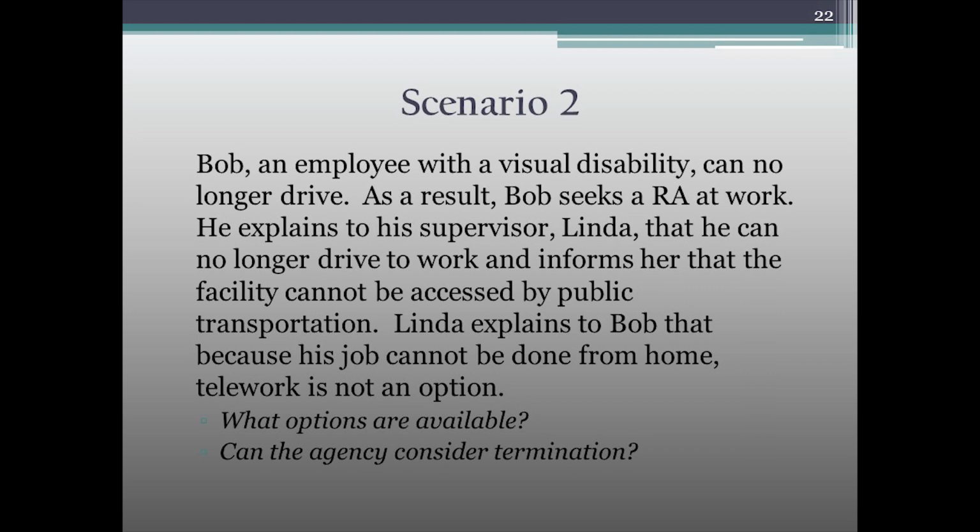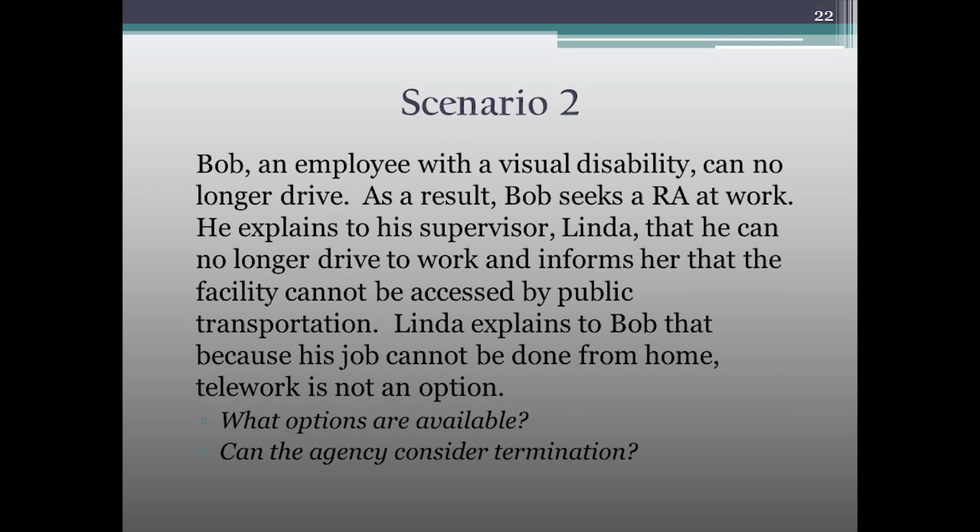So looking at scenario 2, we're going to just talk a little bit and really look at what we would need to do for an individual with a disability. So Bob, an employee with a visual disability, can no longer drive. As a result, Bob seeks a reasonable accommodation at work.